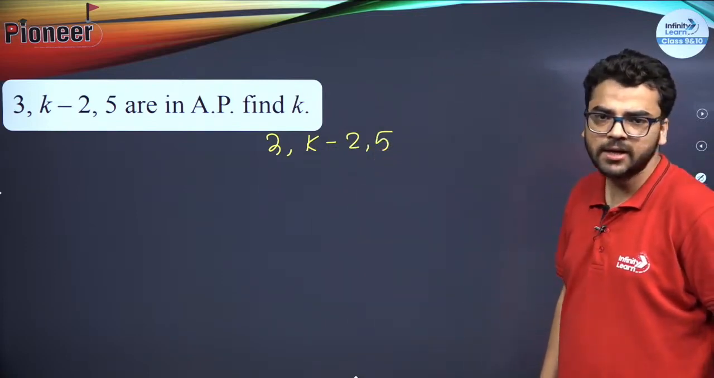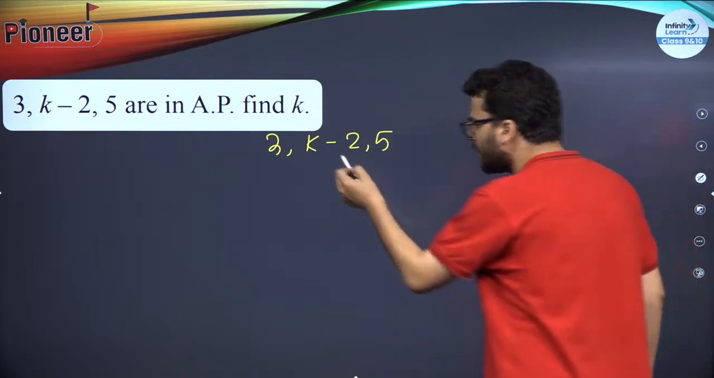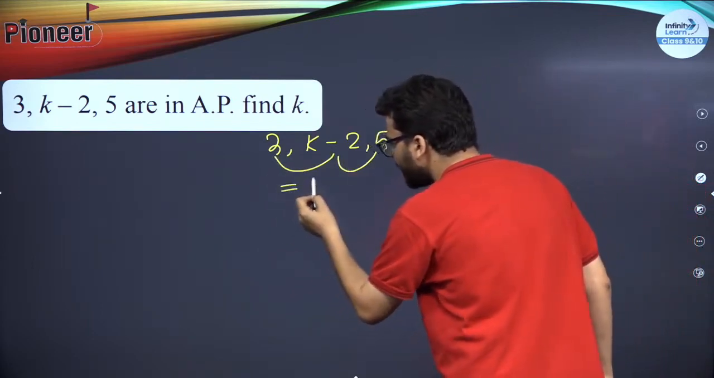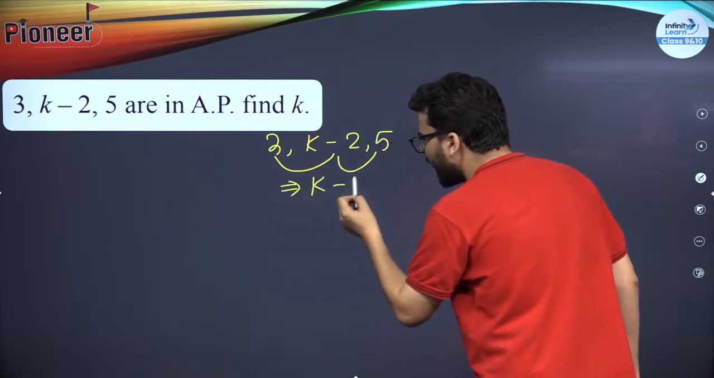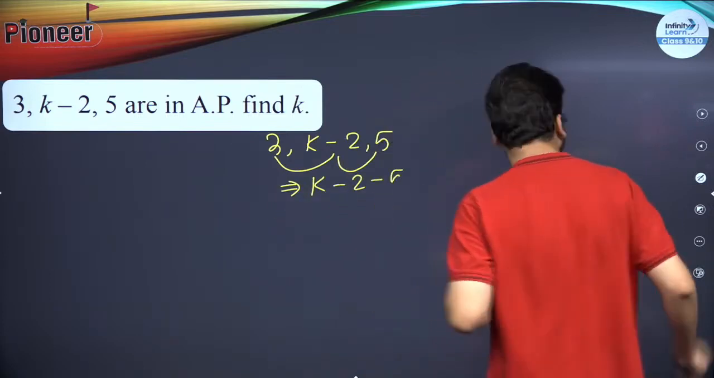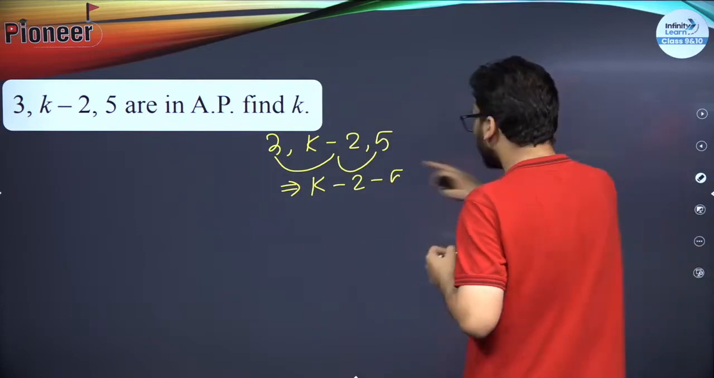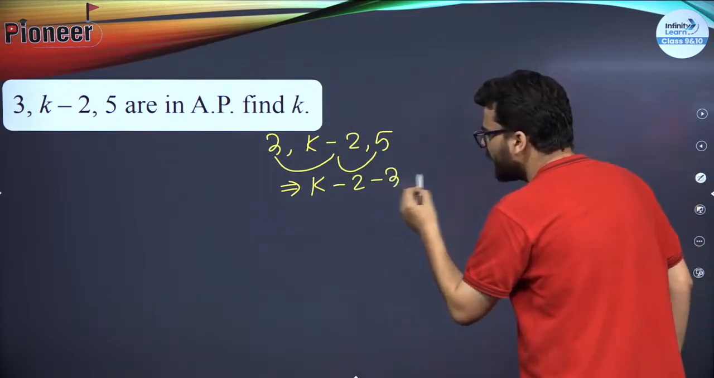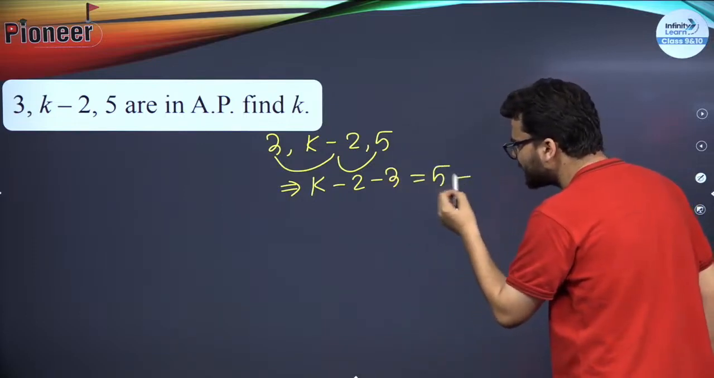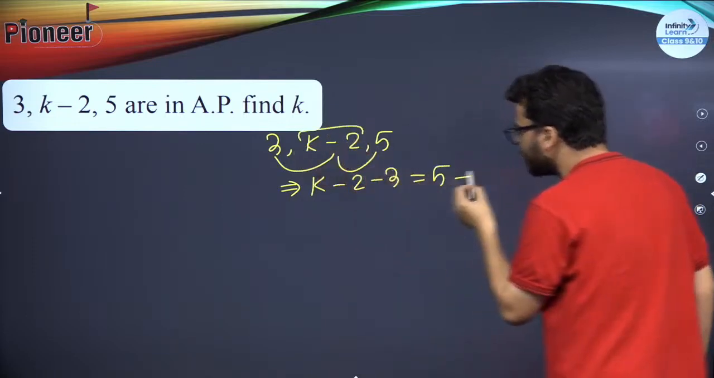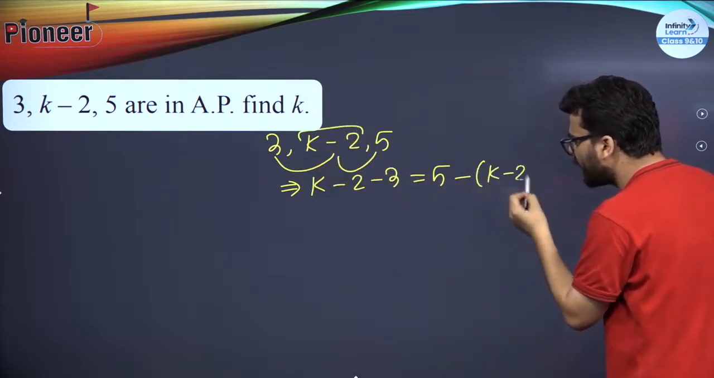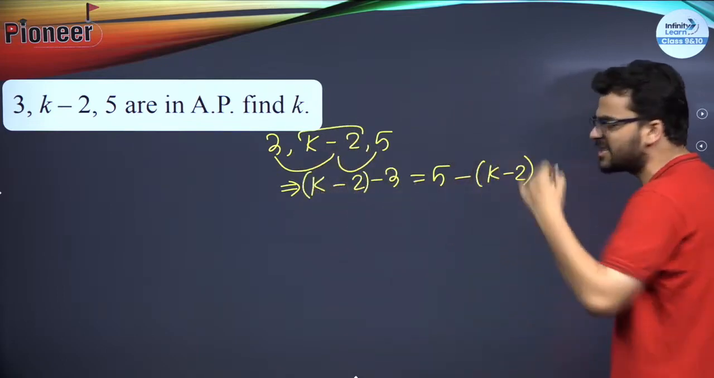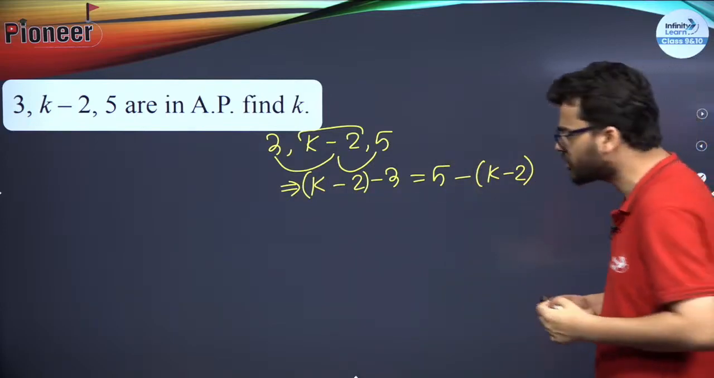Let's see that, Kunal. So if it is an AP, what does it mean? That this minus this will be equal to this minus this, correct? It means I can say that k minus 2 minus 3 will be equal to 5 minus this whole thing, yes or no, guys? This will automatically come in a bracket, because k minus 2 minus 3 will be 5 minus (k minus 2). This is the basic definition of an AP.